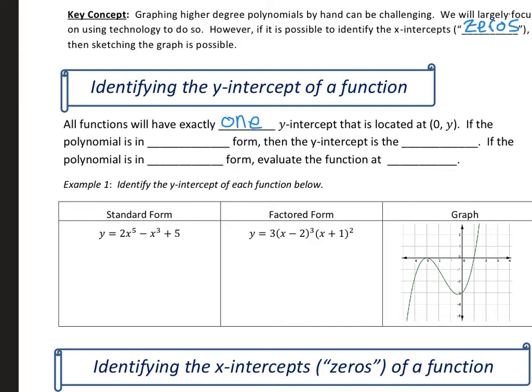If the polynomial is in standard form, and you know what that means, descending order of exponents, then the Y-intercept is the constant. And that's because the Y-intercept happens when x equals 0. So all along this y-axis, x is not positive, x is not negative, x is 0. So if we plug in a 0 for all the x terms, then whatever number is left, the constant, is going to be your Y-intercept. If the function happens to be in factored form, which we'll definitely encounter, then you're just going to go ahead and substitute x equals 0 into that function and then solve for your resulting y.